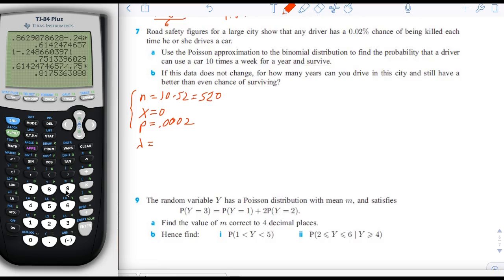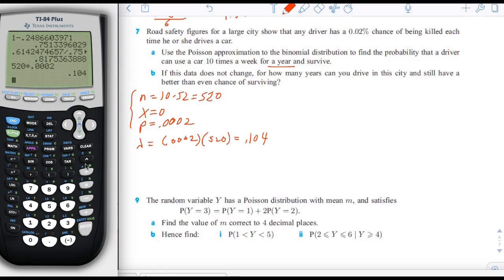So that would be 0.0002. So the person goes out 520 times a year, and they have a 0.0002 chance of dying. So the expected number of times they would die would be 520 times 0.0002, 0.104 times a year. Okay, so you remember that Poisson distribution is always calculated based on a certain time period. In this case, it's a year.